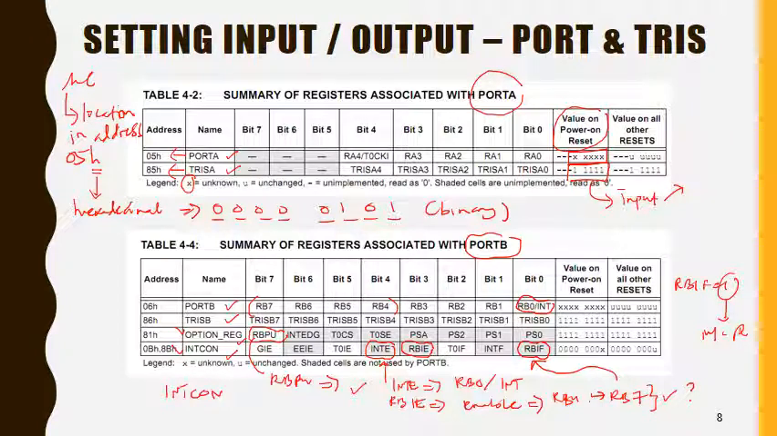But anyway, by now what you need to really understand is that the registers associated with port B are the port B register and also the trace B register. Trace B is to configure the input-output direction, while the port B register is to read or write to the port B pins. That's it. The rest we will look into from time to time.